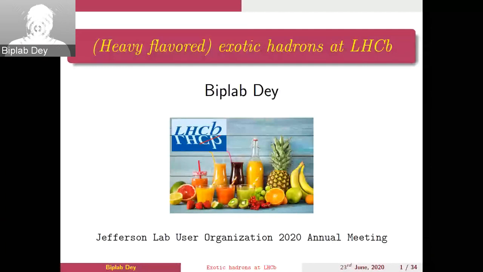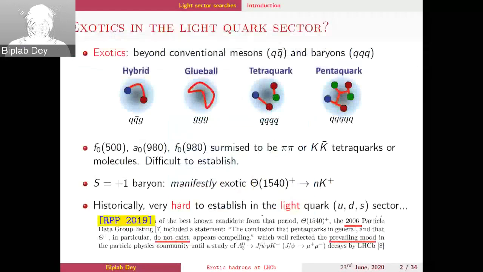First of all, as an introduction, exotics in the light quark sector. Exotics, as everybody knows, are basically anything beyond conventional mesons and baryons: could be a hybrid, glueball, tetraquark, or pentaquark. Now, in the light quark sector, there has long been this surmise that the f0(500) or f0(980) are ππ or KK̄ tetraquarks or molecules, but typically they have been difficult to establish from PWAs. For the baryons, of course, you had the 1540 pentaquark, which sort of went away. So historically, it's been hard to establish these things in the light quark UDS sector.